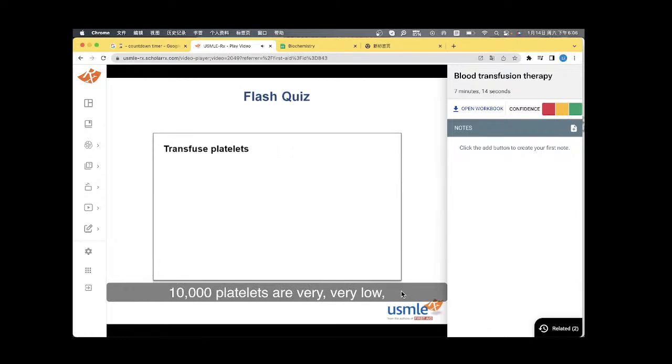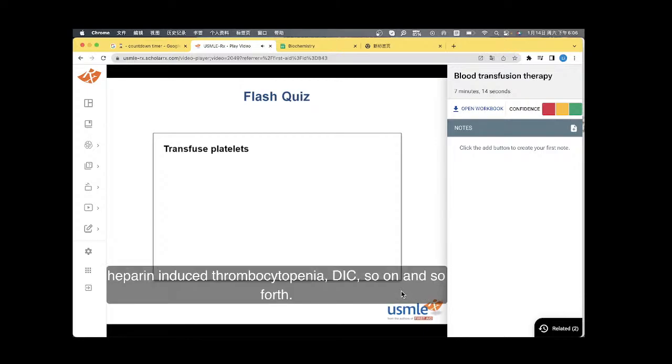10,000 platelets is very, very low. So you want to start this patient on platelet transfusion therapy to increase his platelet count. And at the same time, you want to explore your differential diagnosis for thrombocytopenia. And what would that differential diagnosis include? That's right. Immune thrombocytopenia, TTP-HUS, heparin-induced thrombocytopenia, DIC, so on and so forth.